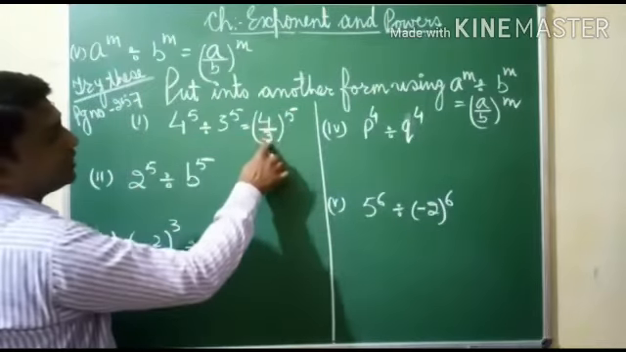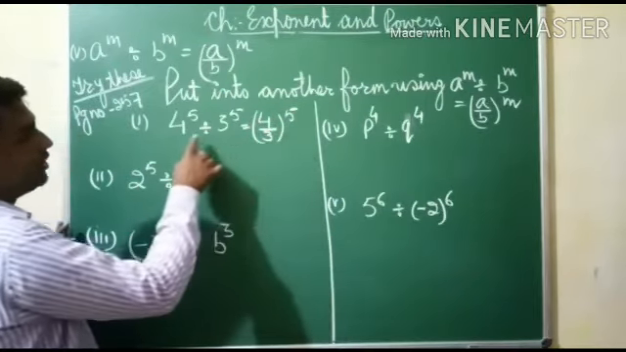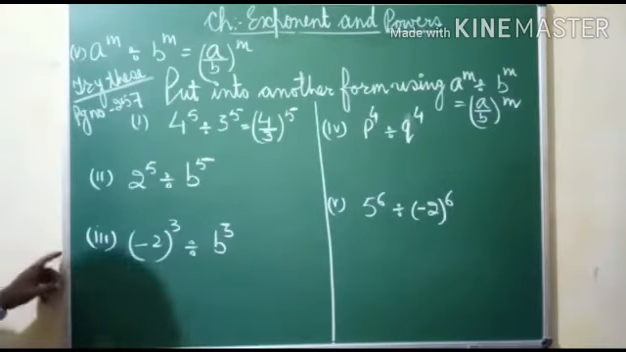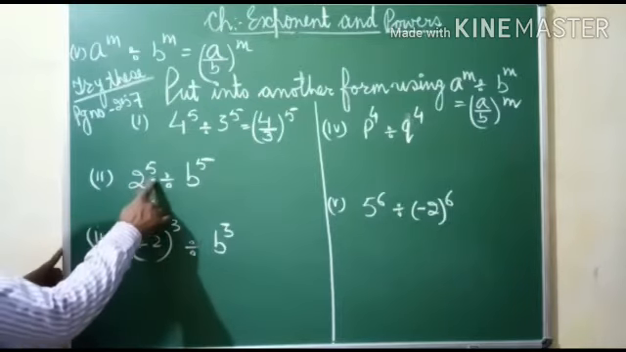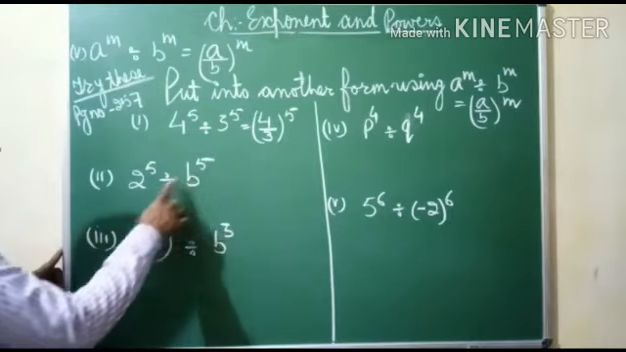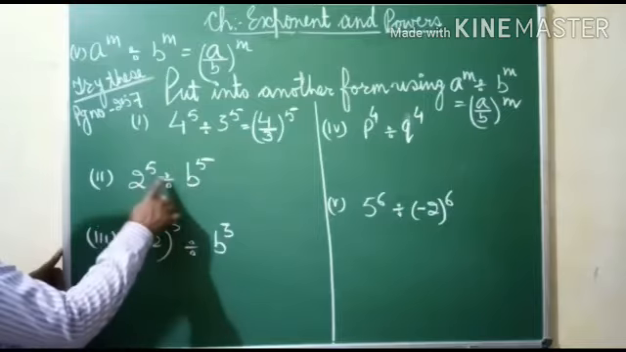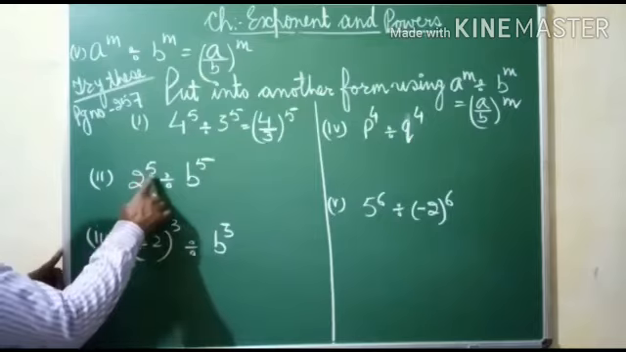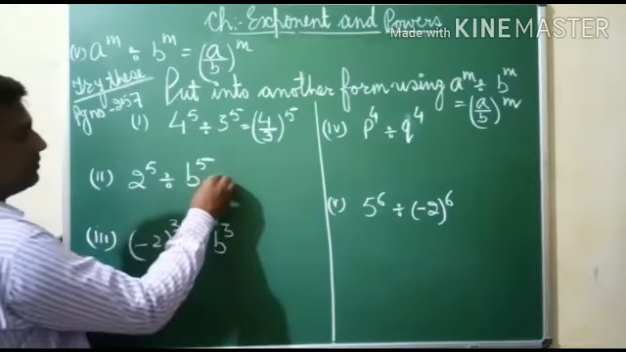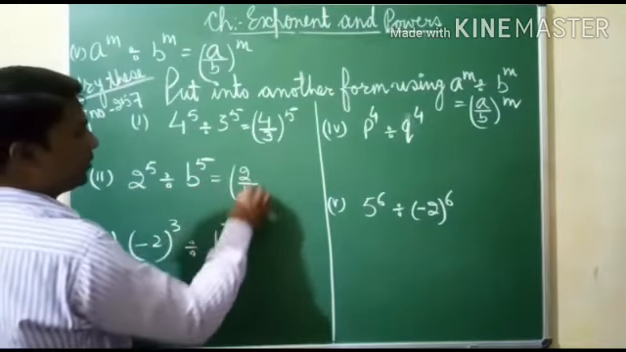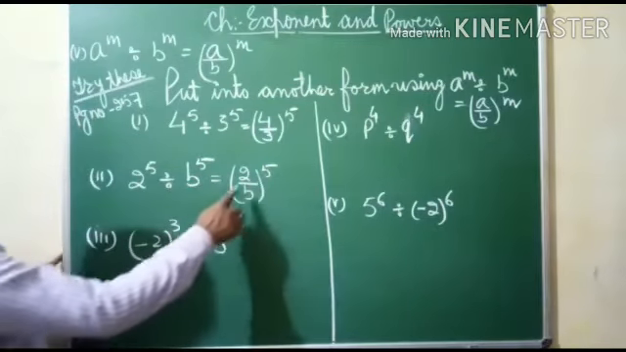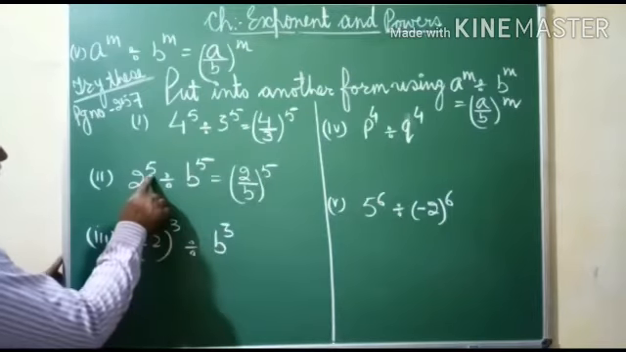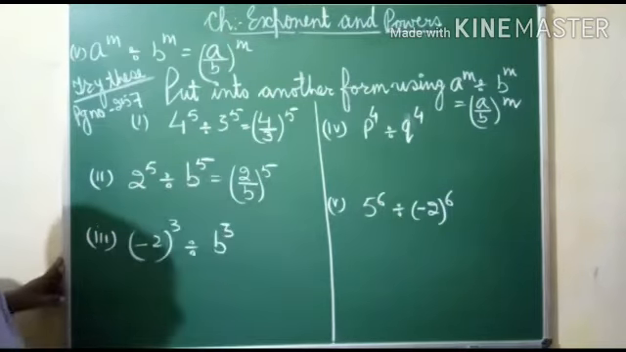So 4 over 3 whole raised to 5 is the required other form of 4 raised to 5 divided by 3 raised to 5. Next, second part, 2 raised to 5 divided by b raised to 5. Again in this part we can see that 2 raised to 5 and b raised to 5 have the same exponent 5. Therefore 2 raised to 5 divided by b raised to 5 can be written as 2 over b whole raised to 5. Therefore 2 over b whole raised to 5 is the required other form of 2 raised to 5 divided by b raised to 5.